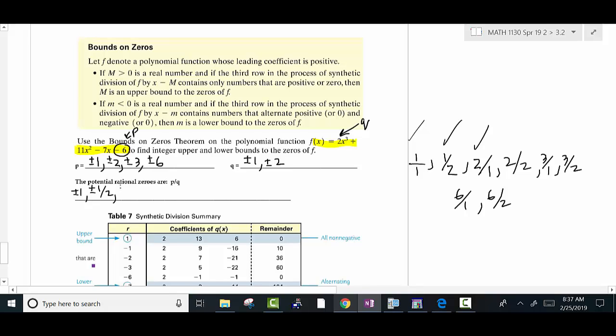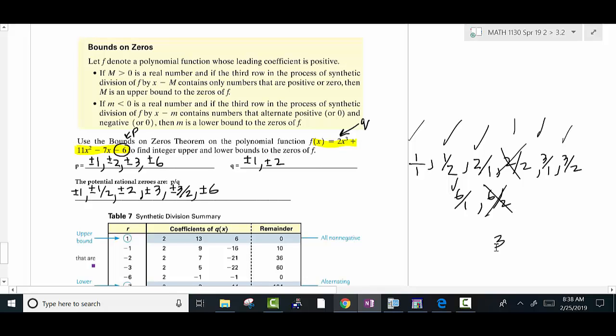We have 2. Now 2 over 2 is 1, so I've already done that. Don't need to do it again. Then I have 3. So I'll have plus minus 3. I have 3 halves, so that's going to be plus minus 3 over 2. Then I have 6 over 1, which is 6. And then notice that 6 over 2 is 3, and I've already used that anyway. So that would be your potential rational numbers that could be real zeros of your polynomial.